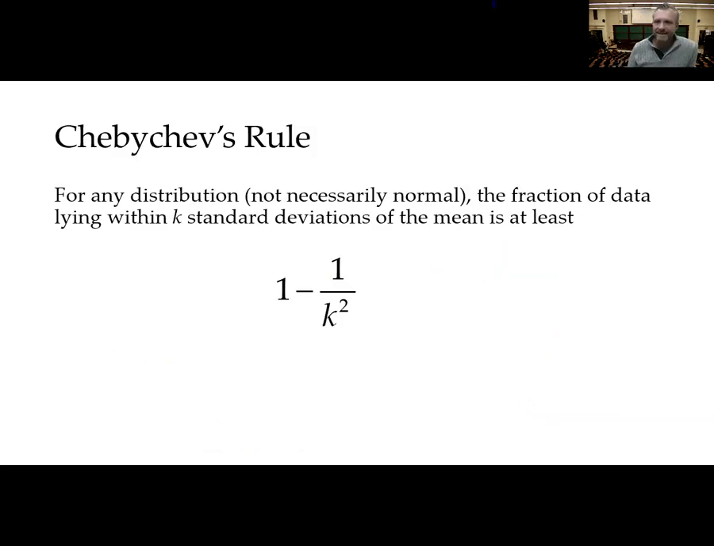Now, what happens when data isn't normally distributed? Because that's a big assumption, and it's not always the case that data is. And if that's the case, then we have Chebyshev's Rule, named after the Russian Chebyshev. This is a weaker statement, but it still has some power. For any distribution, not necessarily normal, again, for any distribution, the fraction of data lying within k standard deviations of the mean is, notice, at least, not equals, but at least 1 minus 1 over k squared.